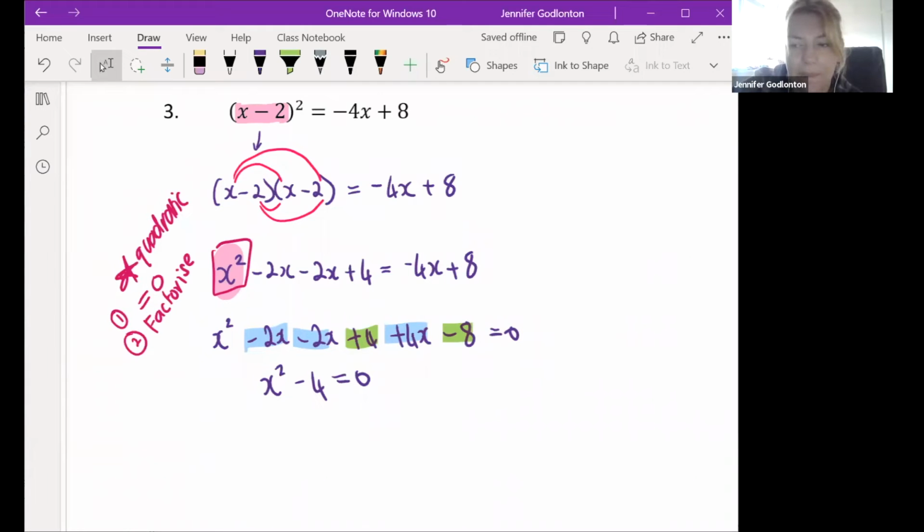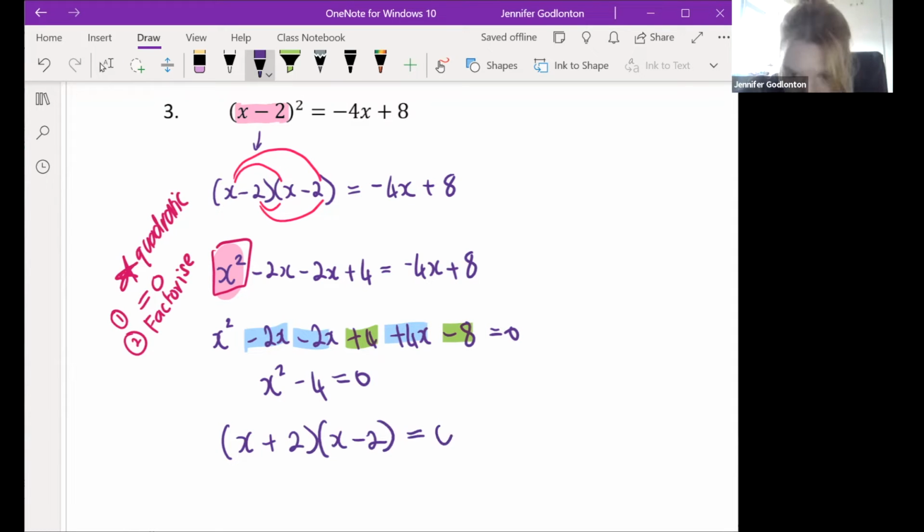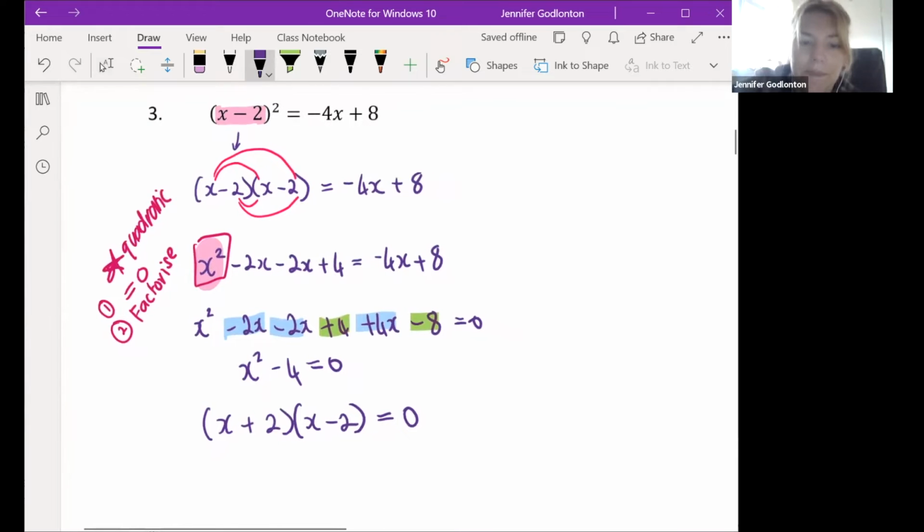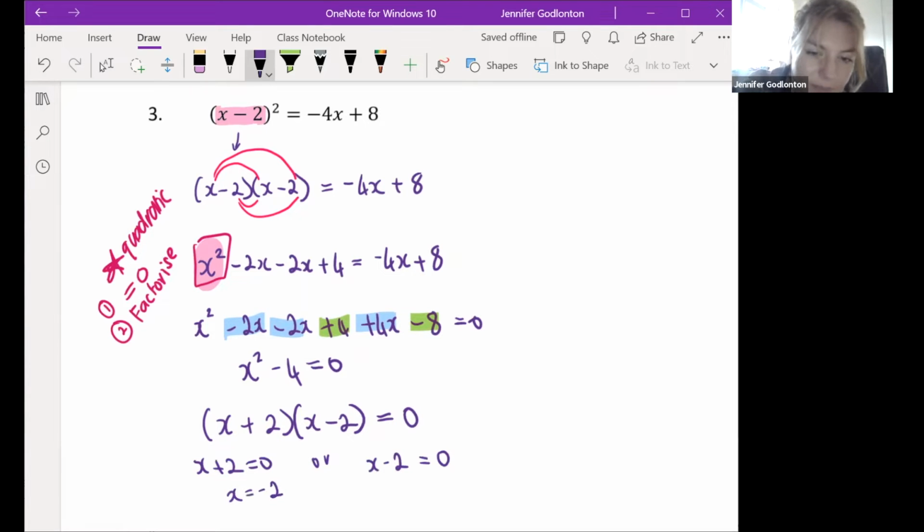which is going to give us x plus, if I'm guessing correctly, plus 2, close bracket, open bracket, x minus 2, is equal to 0. Then x plus 2 is equal to 0, x minus 2 is equal to 0. Then it's going to be minus 2 and then positive 2. Perfect. 5 marks in the bag.